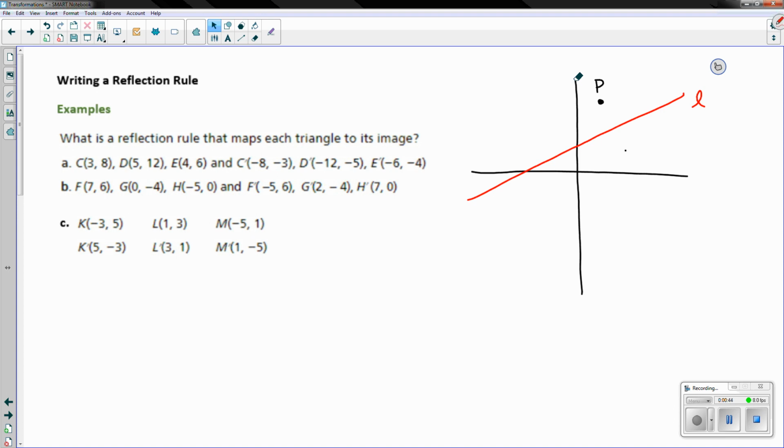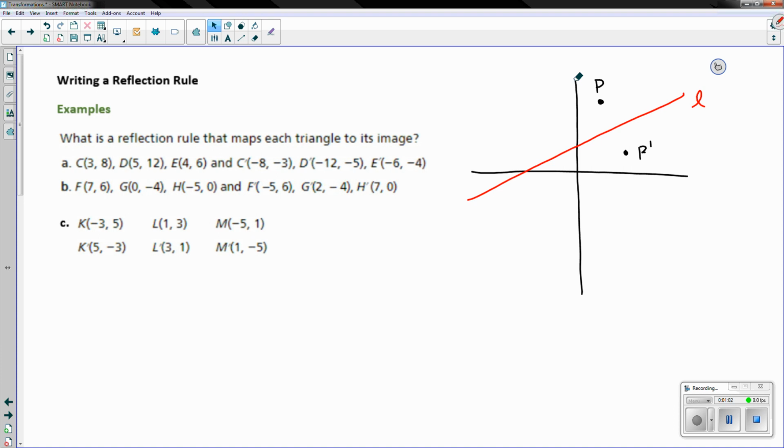So let's plot point P prime roughly in this location. Again, these are just estimates for now. So the idea behind this, again, is the distance from P to L should be the same as the distance from P prime to L. And we can see that both points are on opposite sides.